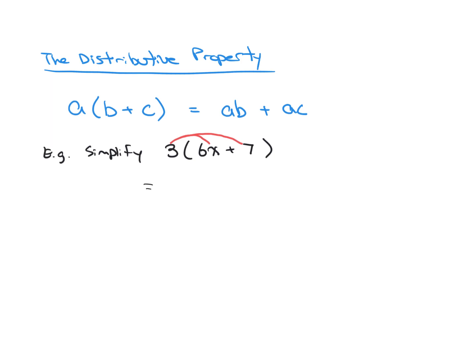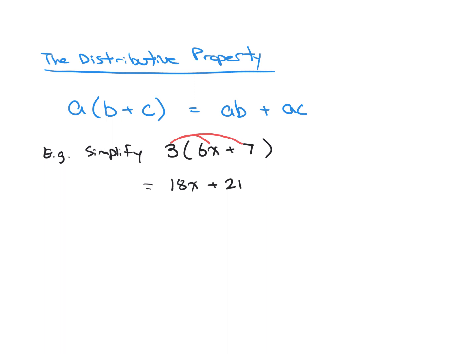So the first part, 3 times 6x, that's 3 times 6, which is 18, times x to make 18x. You may have to go back to multiplying monomials to remember that. There's a lesson called multiplying monomials. And now we're also going to do 3 times positive 7, and that makes positive 21. And that would be your answer. That is the simplified version of the above.